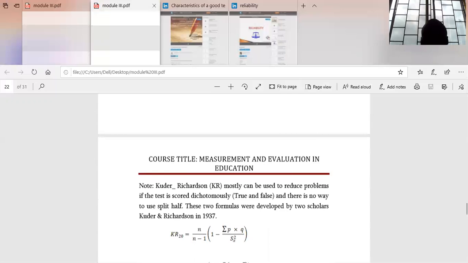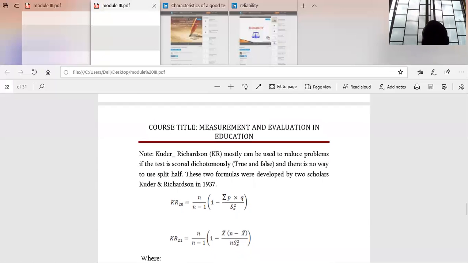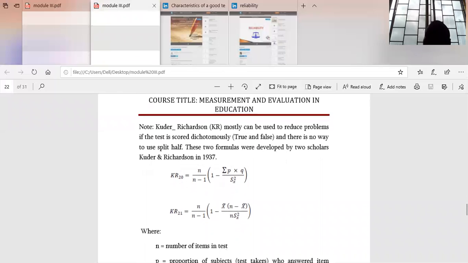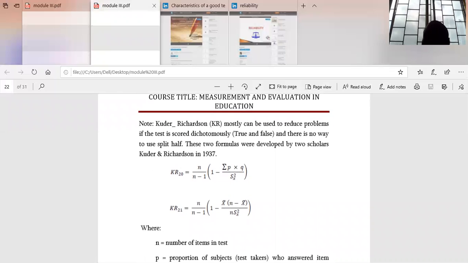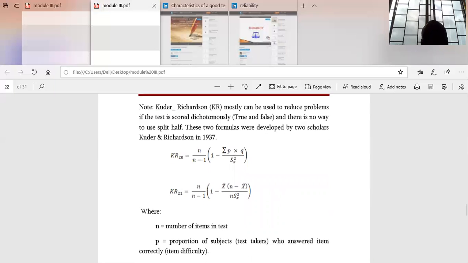Later on, we're going to see the formula of KR20. To calculate it is so simple. You take the number of items, n, over the number of items minus one, in brackets, one minus the summation of the proportion of test takers who answered the item correctly. That is P. Those who answer the question correctly, we call it P, and those who answer the question incorrectly, we call it Q.